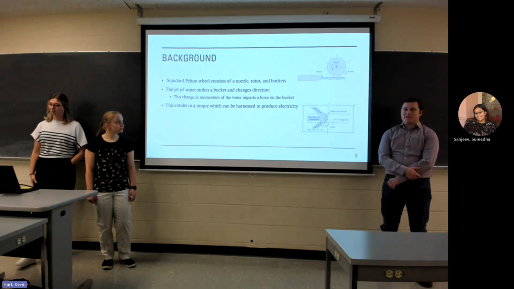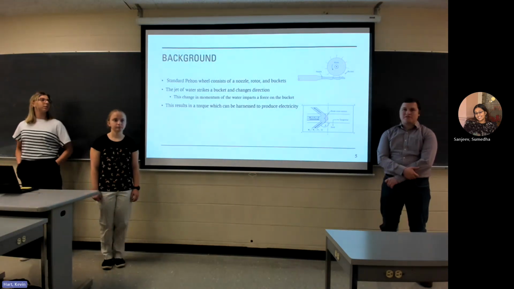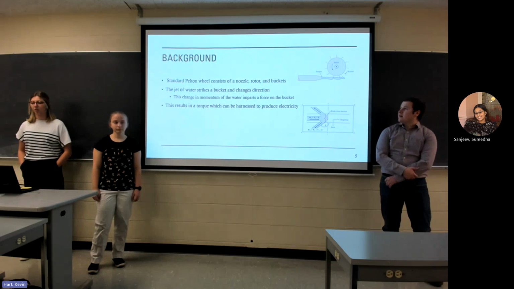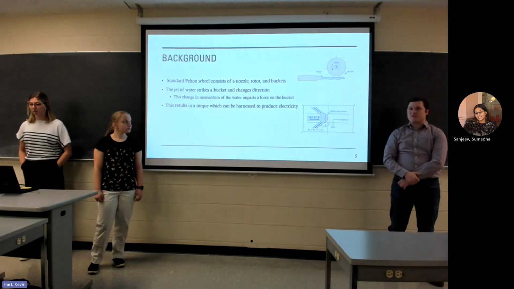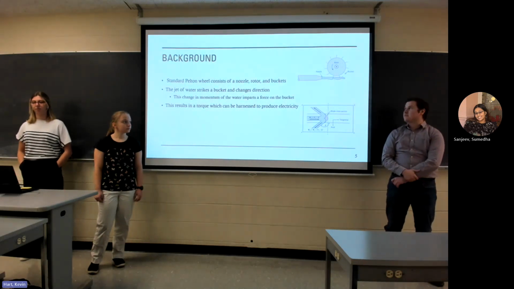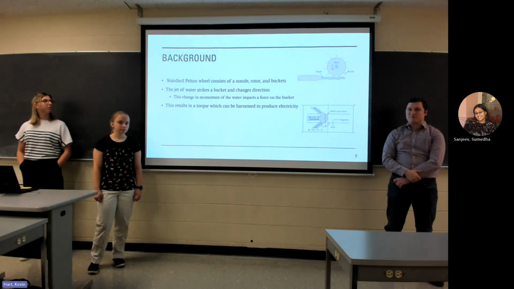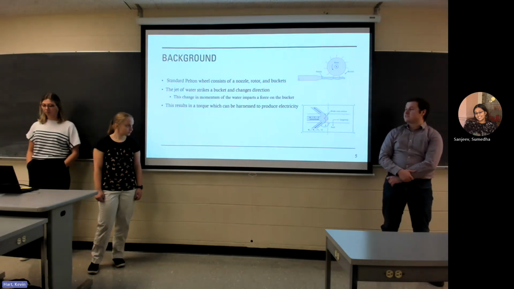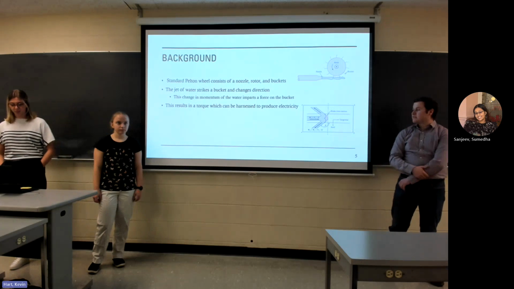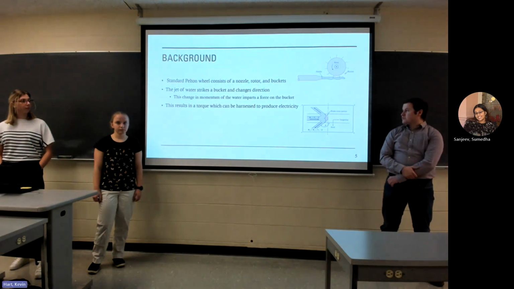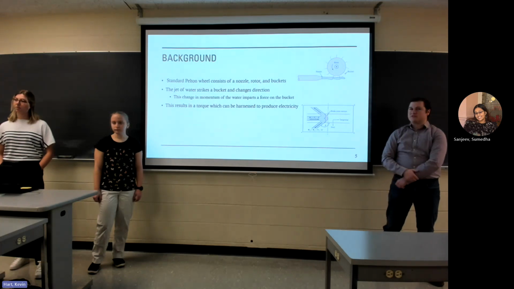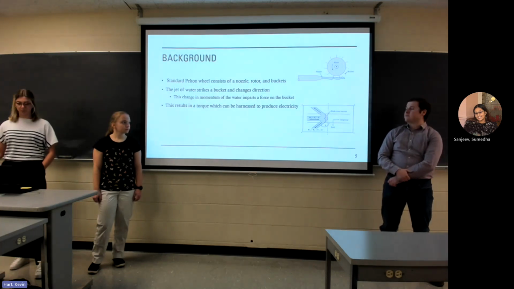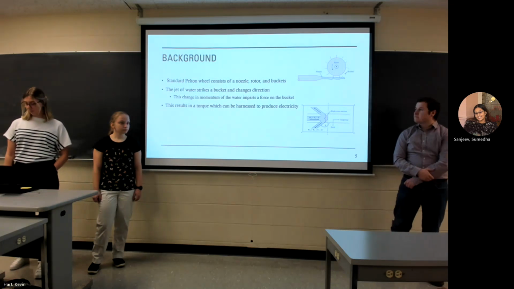So to start off, we're just going to cover some background on the fluids of a Pelton wheel. The generic Pelton wheel just consists of a rotor that has buckets mounted to the rotor. And then a nozzle projects a jet of water that strikes the buckets as seen here. The water changes direction, and then this change in momentum imparts a force on the bucket, which creates a torque on the rotor, which would be used to produce power.